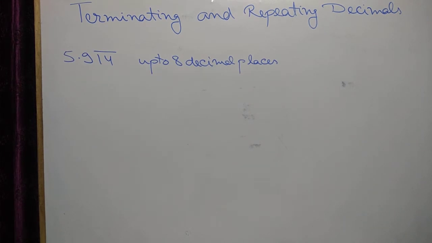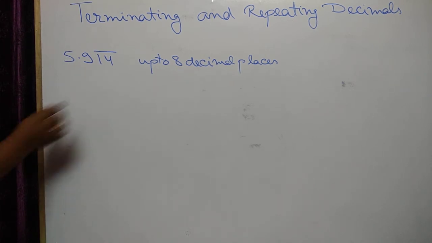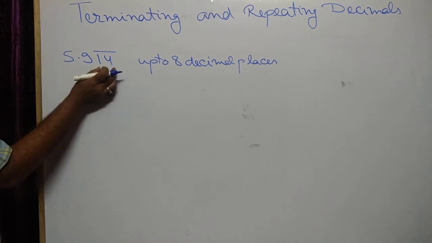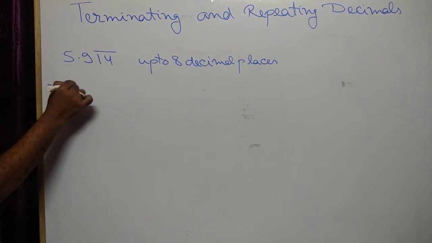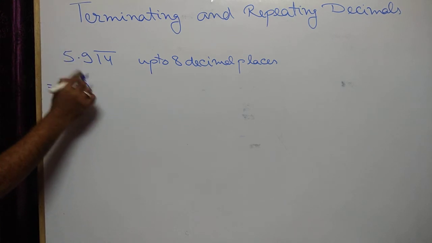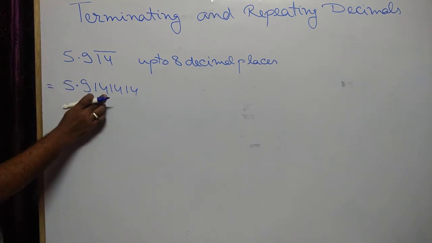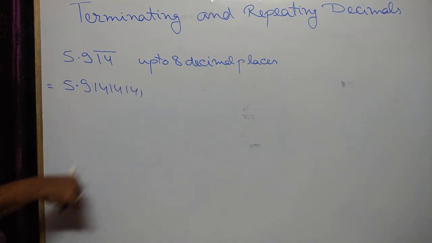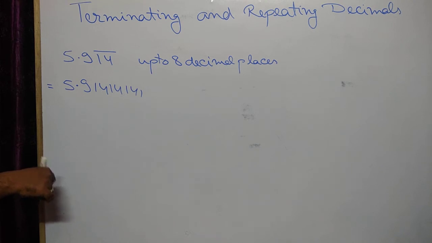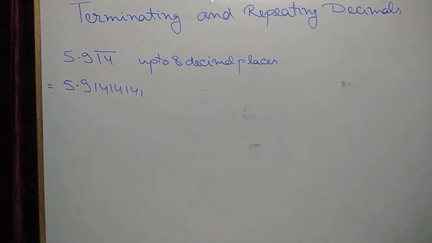As you are observing on board, today in this question we are going to discuss 5.914 with a bar, up to 8 decimal places. How do we write up to 8 decimal places? First, how do we write this repeating decimal? 5.9. The 9 is not repeating, but after that 14 is repeating. So 3 3 6 1 7, one more is there. It's up to 8 decimal places. So likewise you have to write.